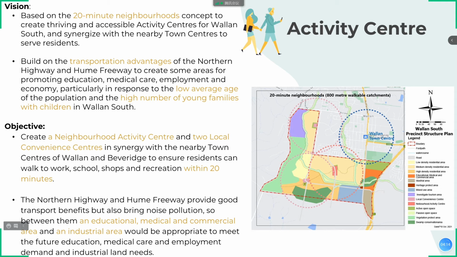As shown on the right, the objectives are to create a neighbourhood activity center and two local convenience centers in synergy with the nearby town centers of Wollen and Beveridge, to ensure residents can walk to work, school, shops, and recreation within 20 minutes. The Northern Highway and Hume Freeway provide good transport benefits, but also bring noise pollution. So between them, an educational, medical, and commercial area and an industrial area will be appropriate to meet the future demand and industrial land needs.